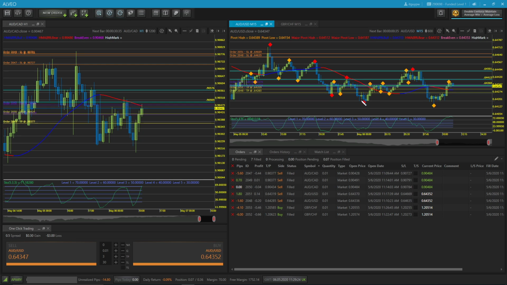Support levels are where the price is going down and the price is going to bounce off. So really, it's resistance if the price is moving up, and support if the price is moving down.